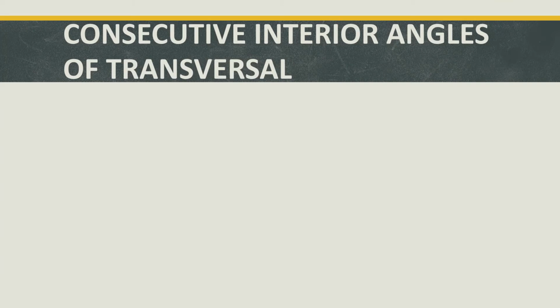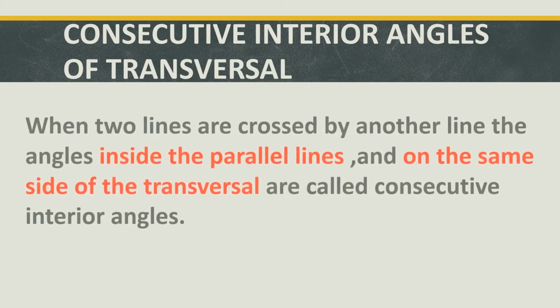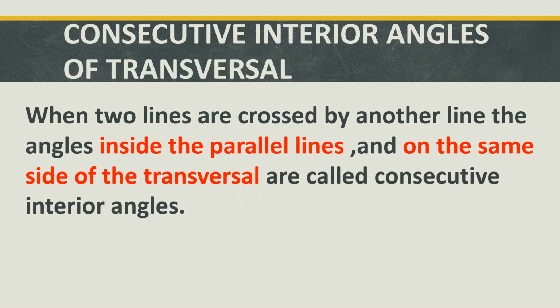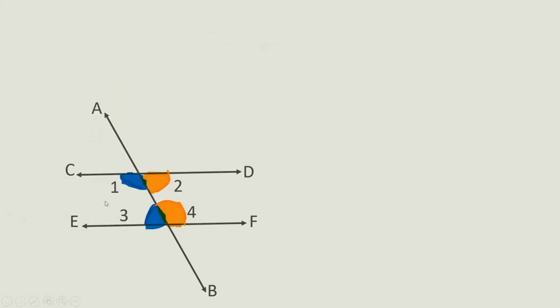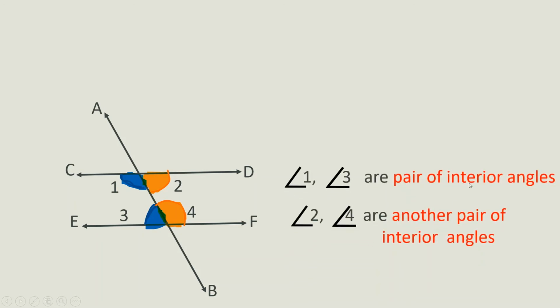Now let's learn about the consecutive interior angles of transversal. When two lines are crossed by another line, the angles inside the parallel line and on the same side of the transversal are called consecutive interior angles. Example: in this figure, 2 and 4 are a pair of interior angles, and 1 and 3 are another pair of interior angles, and they are both consecutive angles because they are both inside the parallel line and on the same side of the transversal line.